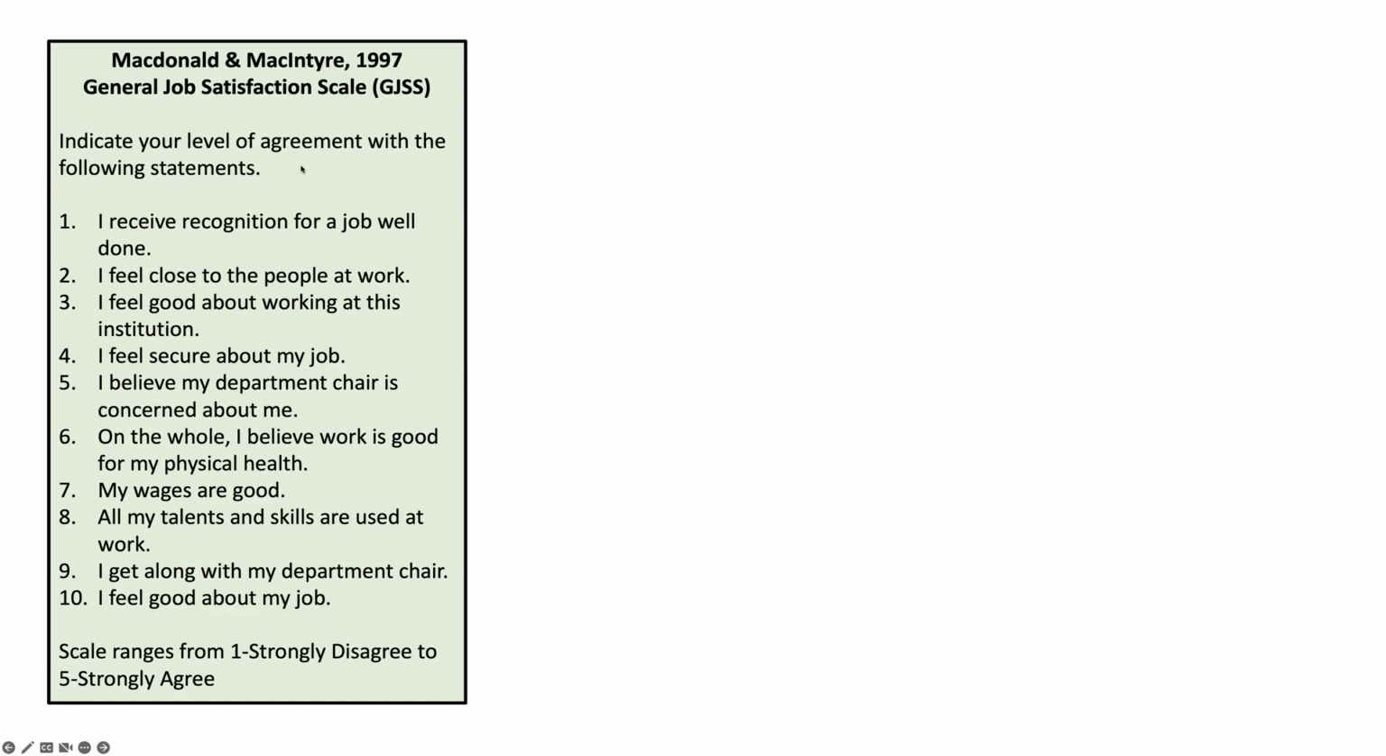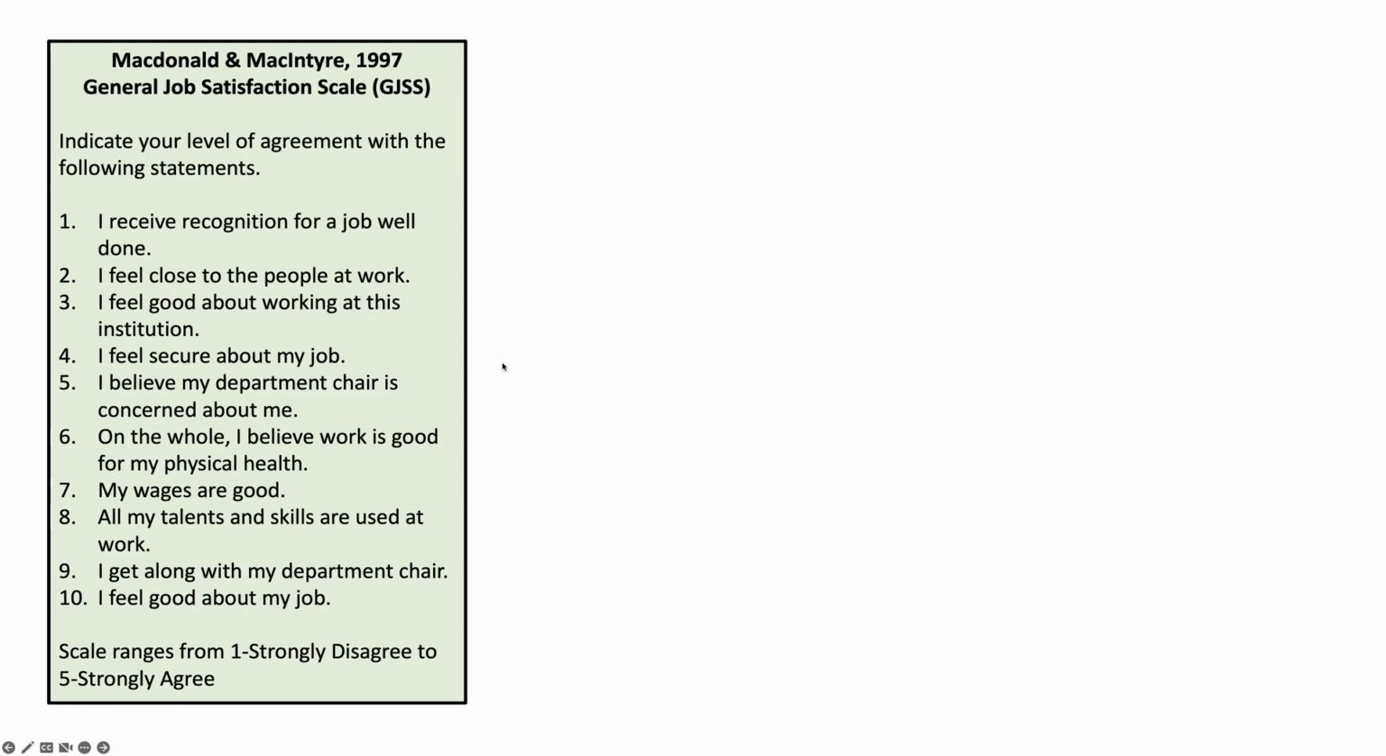So as an example, I have the general job satisfaction scale. And you can see that there's 10 questions where people are supposed to indicate their level of agreement. So we have a psychological construct. And what we're trying to determine is we have a score for each person. We have a score ranging from, because each individual question is 1 through 5, and there's 10 of them, we have scores that are going to range from 5 to 50.